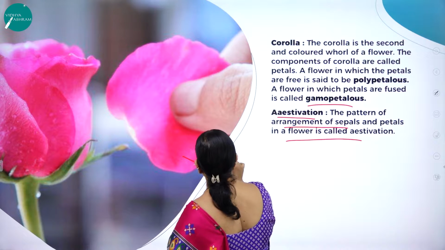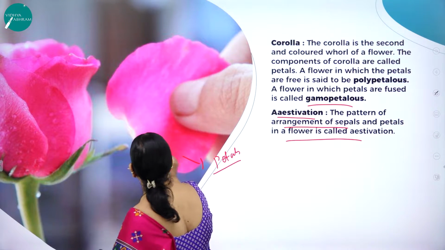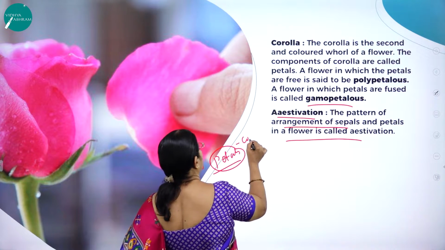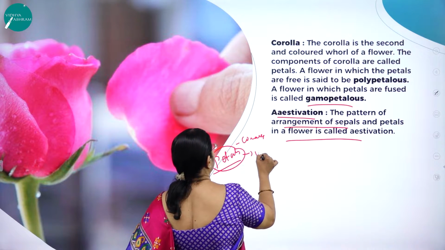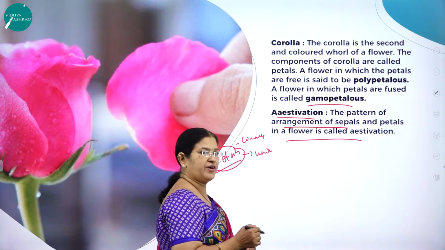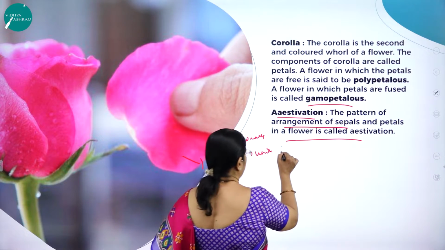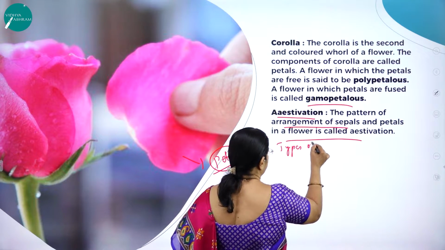So you can see here in the beautiful picture the petals. So petals are what? It is the corolla, the second whorl, and the units are called petals. So what is aestivation? It is the pattern or mode of arrangement of sepals and petals with respect to each other. Now let us understand what are the types of aestivation.